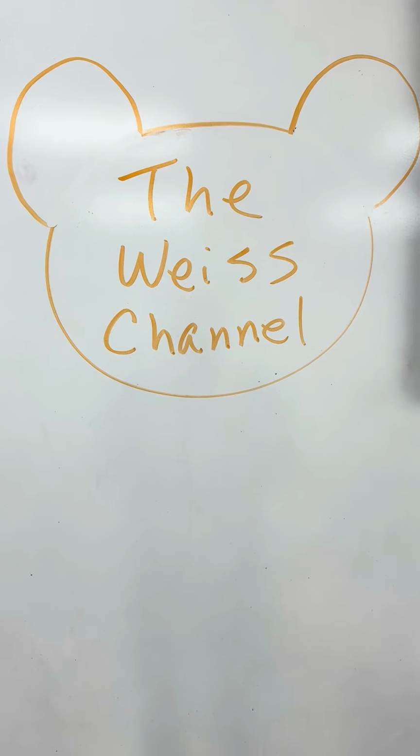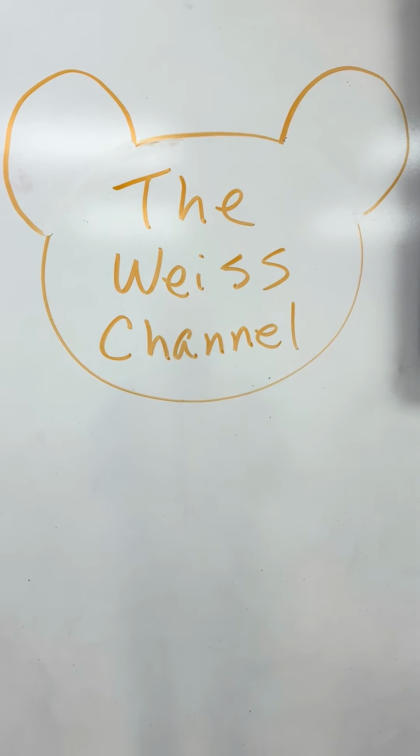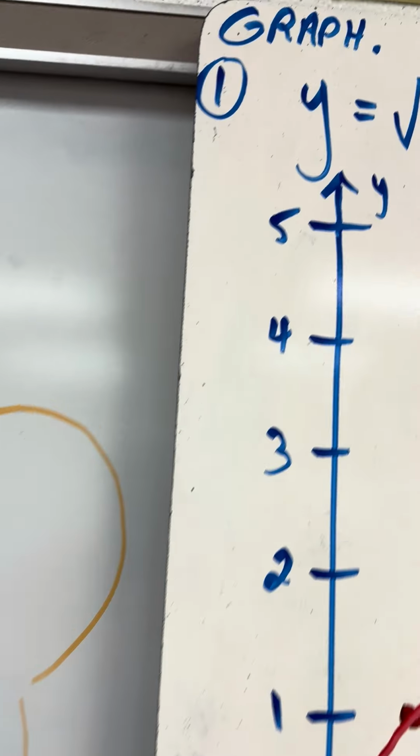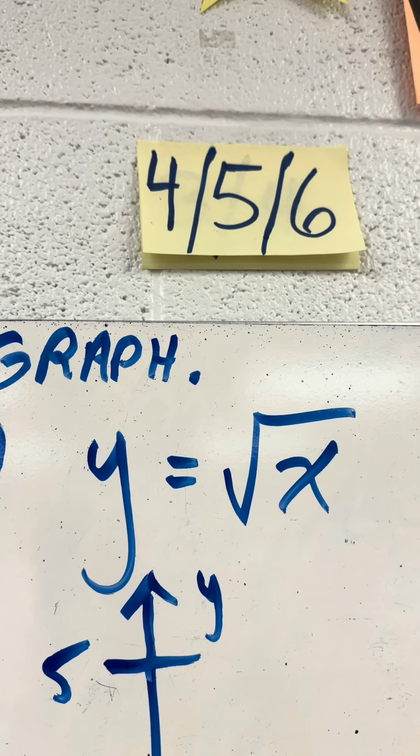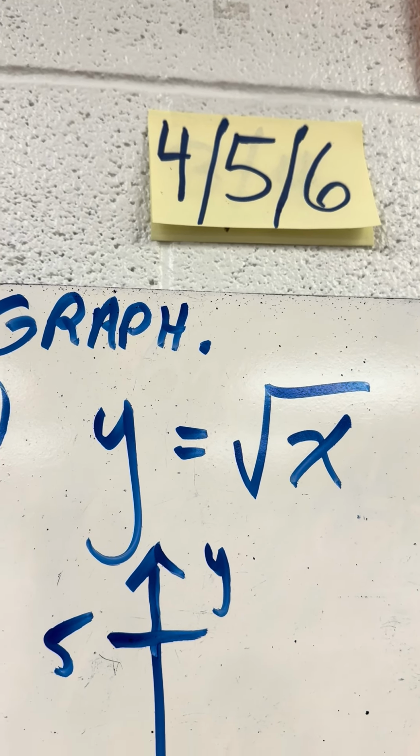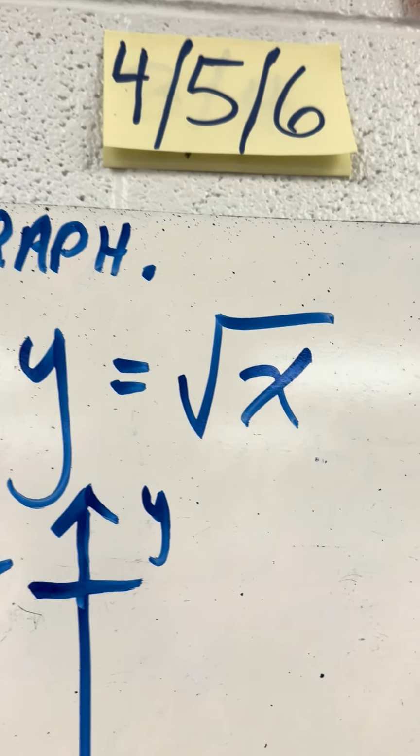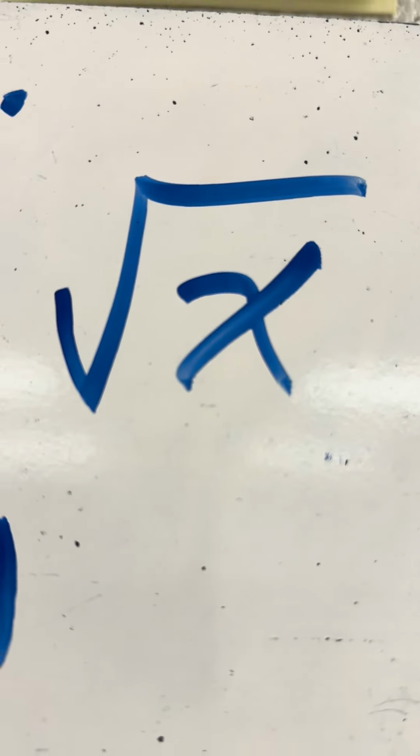Today we are going to graph radicals, specifically square roots. For example, we're going to graph y equals the square root of x. Now, to do this, we're going to put in 0 for x, because the square root of 0 is 0.